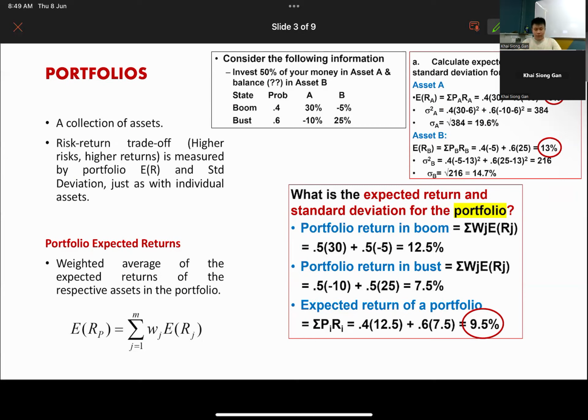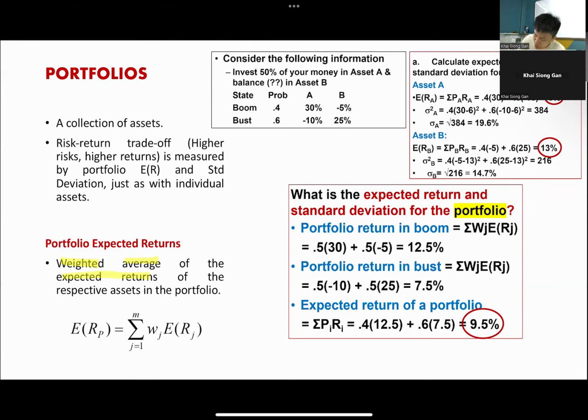So first of all, how are we going to calculate the expected returns? It will be a bit different. Here we look into the weighted average of the expected returns of the respective assets in the portfolio. So still the same thing, but the weightage is being taken into account of the expected returns to calculate the expected return of the portfolio. That means in the portfolio, I have more than one asset. So let's have a look into this scenario.